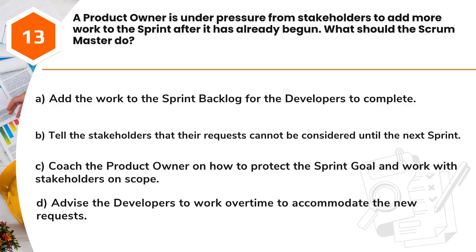Question 13. A product owner is under pressure from stakeholders to add more work to the sprint after it has already begun. What should the Scrum Master do? A. Add the work to the sprint backlog for the developers to complete. B. Tell the stakeholders that their requests cannot be considered until the next sprint. C. Coach the product owner on how to protect the sprint goal and work with stakeholders on scope. D. Advise the developers to work overtime to accommodate the new requests.